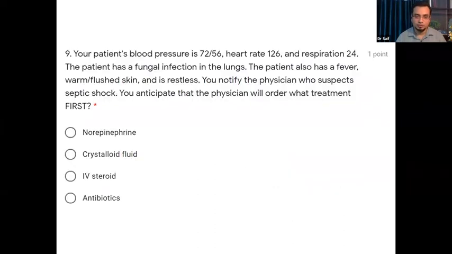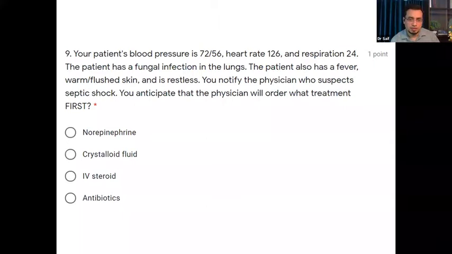So according to this guideline, first we will look at, because this is an interactive session, I will discuss in the form of an MCQ. So this is an MCQ in front of you. The patient's blood pressure is 72 by 56 millimeter mercury, heart rate 136, tachycardia, respiration 24, there is tachypnea because the RR is more than 22.